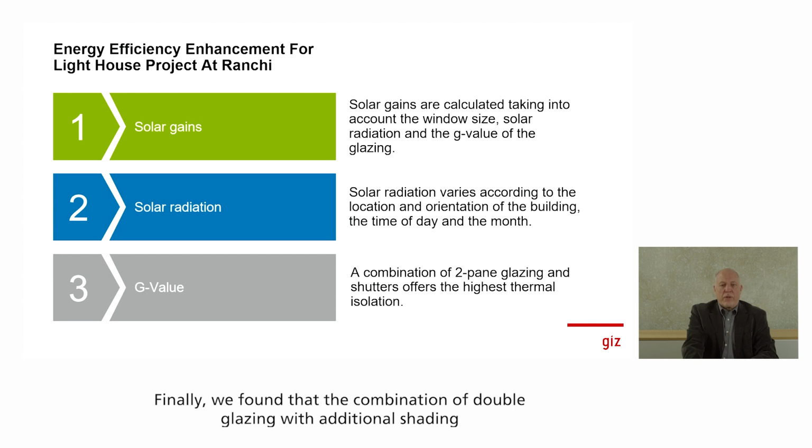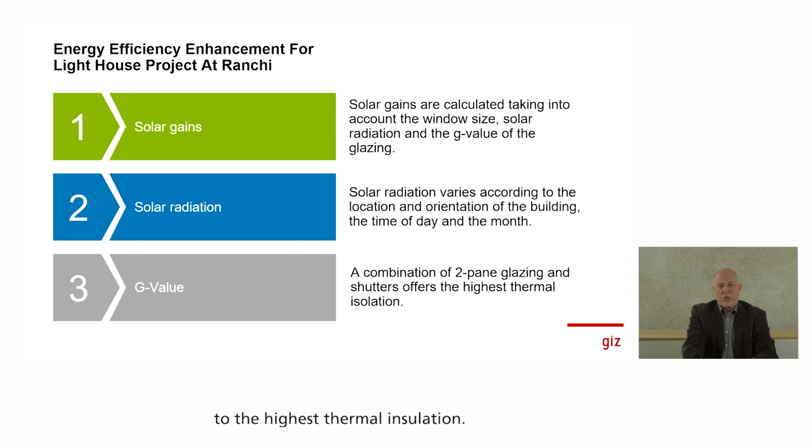Finally, we found that the combination of double glazing with additional shading has the greatest effect on the solar energy yield and thus leads to the highest thermal insulation.